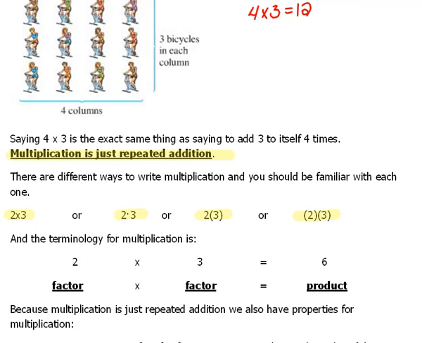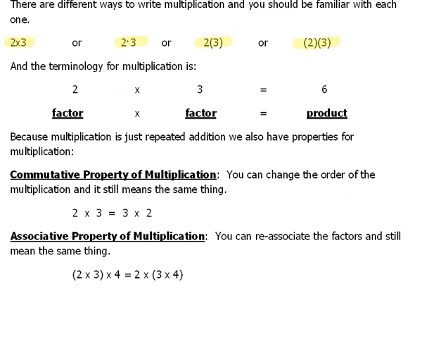We also have terminology when it comes to multiplication. Here we have 2 times 3 equals 6, which we know to be true. The 2 and the 3 are both called factors. So factors are the things that you multiply together. The answer is called the product.